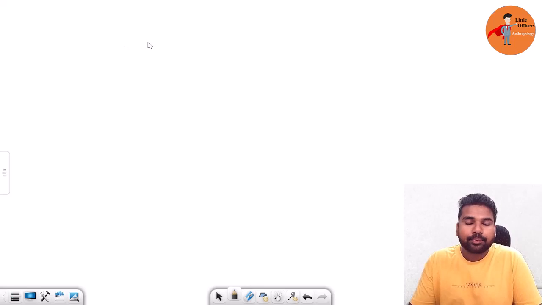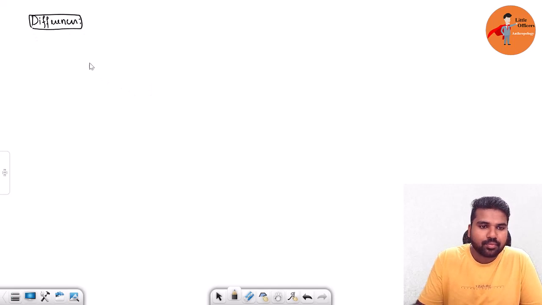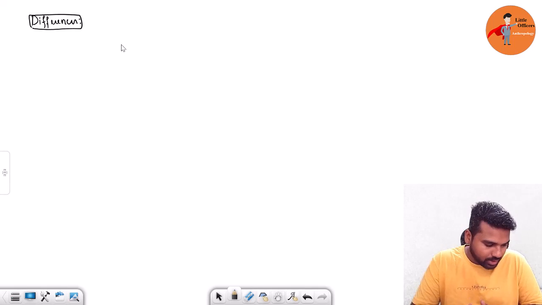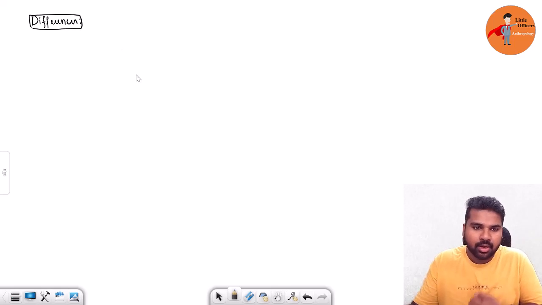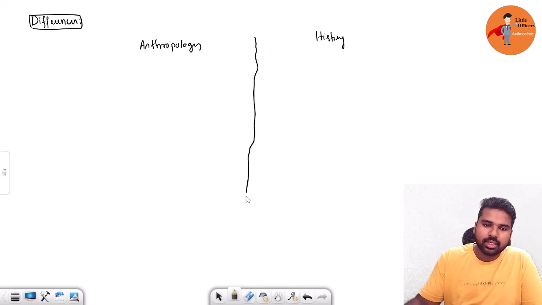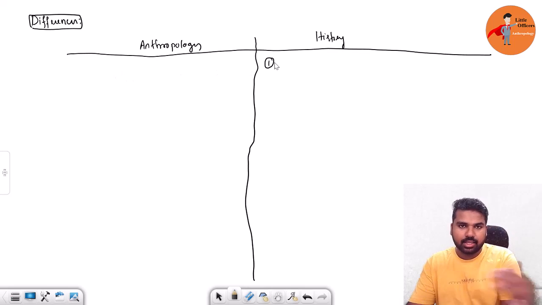Now let's go to the differences. Everyone write the heading: Differences. Again we will put it in tabular form. On one side we will write anthropology, on the other side we will write history. Sorry guys, please write anthropology on one side and history on the other side. So we'll be looking at the differences between them. See, first, I will write here and then we will go to this.